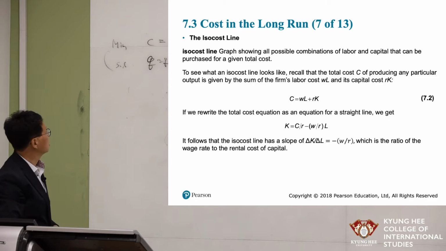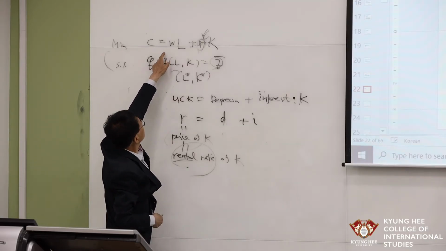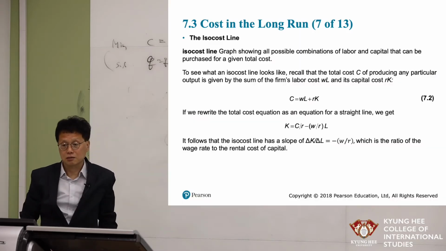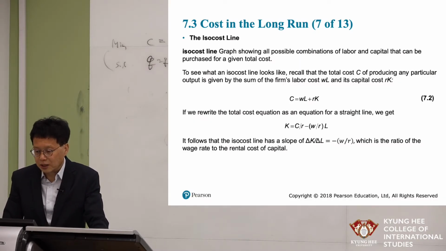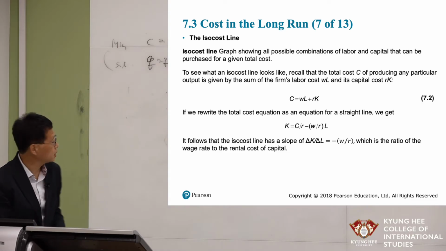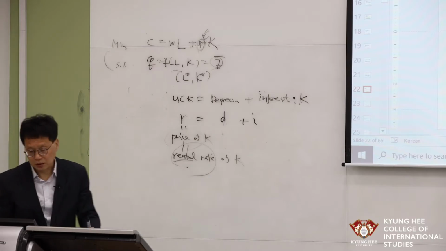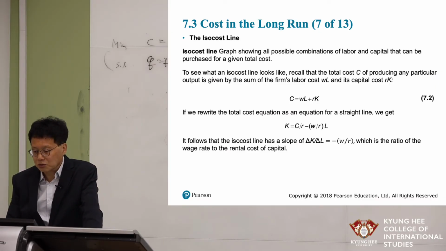Now, the isocost line. Actually, we said this one, the total cost curve, that is the isocost line. Right? The isocost line is a graph showing all possible combinations of labor and capital that can be purchased for a given total cost. To see what the isocost line looks like, recall that the total cost C of producing any particular output, Q bar, is given by the sum of the firm's labor cost WL plus capital cost RK. So total cost is equal to WL plus RK.